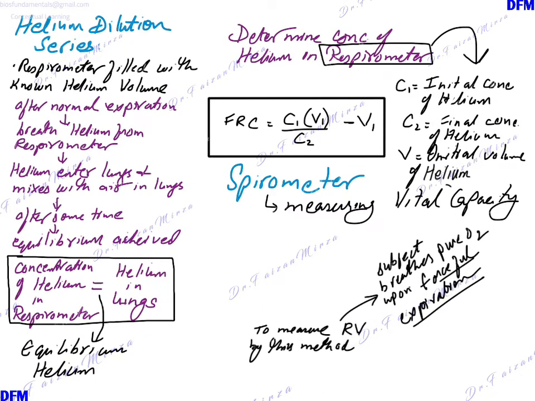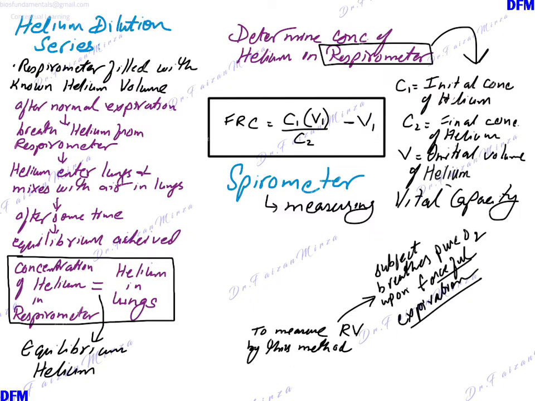In the same way as we discussed in the nitrogen washout method, to measure residual volume with the helium dilution method, the person will breathe this helium from the respirometer using forceful expiration. Initially, the person was using normal expiration, and this was followed by breathing in that helium which was present in the respirometer.